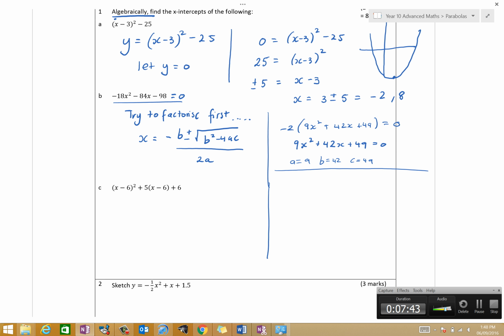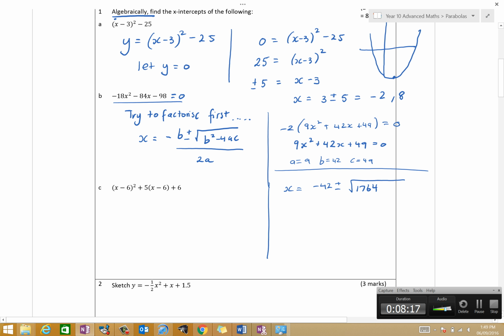So what we have is our x-intercepts are minus b, which is minus 42, plus or minus the square root of b squared. 42 squared. You'd want to have a calculator, wouldn't you? I'll do it in my head though. 42 times 40 is 1680, and then 2 times 42 is 84, so 1680 plus 84, 1764. Is that right? Okay. You guys though, I don't expect you to be able to do that.